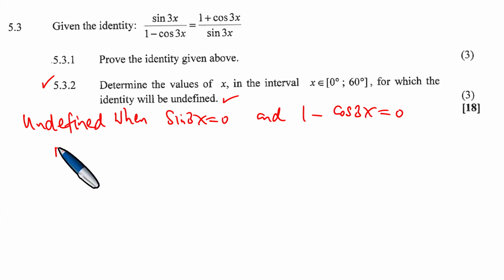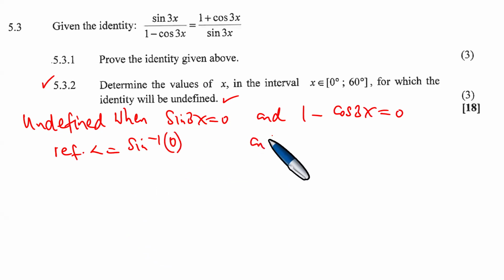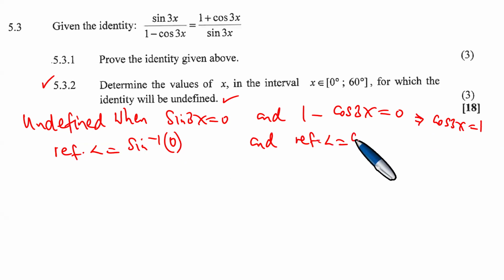So we're going to find our usual things. What do we call those? The reference angles. Now we're dealing with the reference angle. The reference angle of this one is going to be arc sine of 0. Obviously this other one can be seen as cosine 3x equals 1, and that means the reference angle is arc cosine of 1. And what is arc cosine of 1?